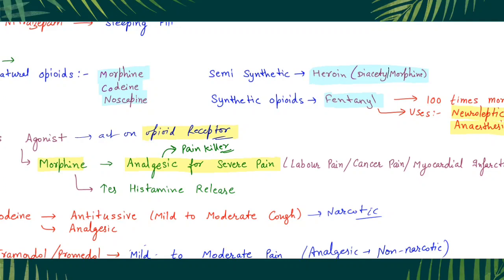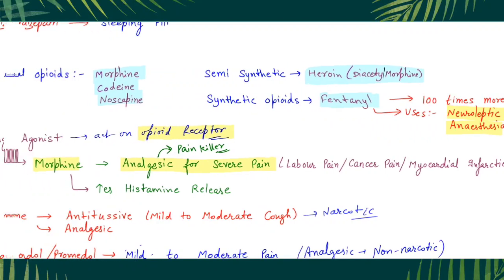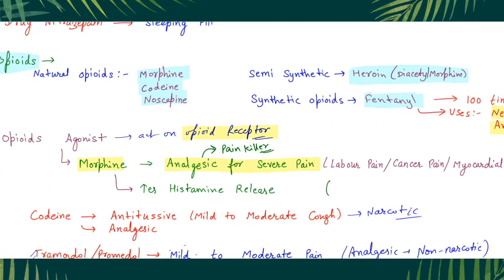Now, we have severe pain in labor pain, cancer pain, myocardial infarction, breast cancer, lung cancer. In that case, we use morphine. But we cannot use it for children. Morphine also increases the histamine release.